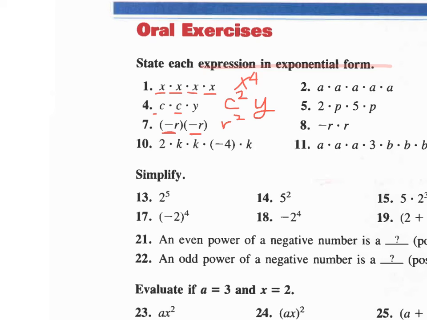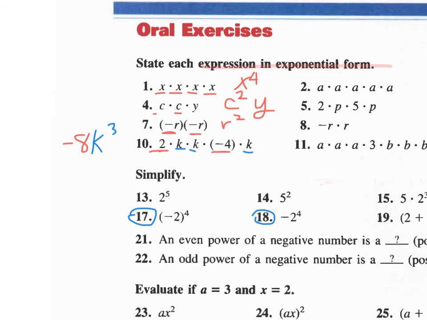For number 10, I'm going to multiply the coefficients. So 2 times -4 is -8. And then I'm going to count how many k's I have. And I have 3 of them. Again, if they ask you to figure out something, let me show you 17 and 18.